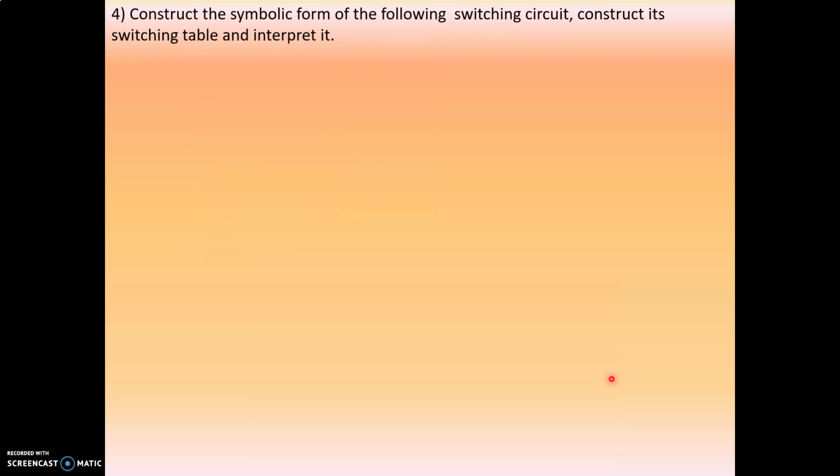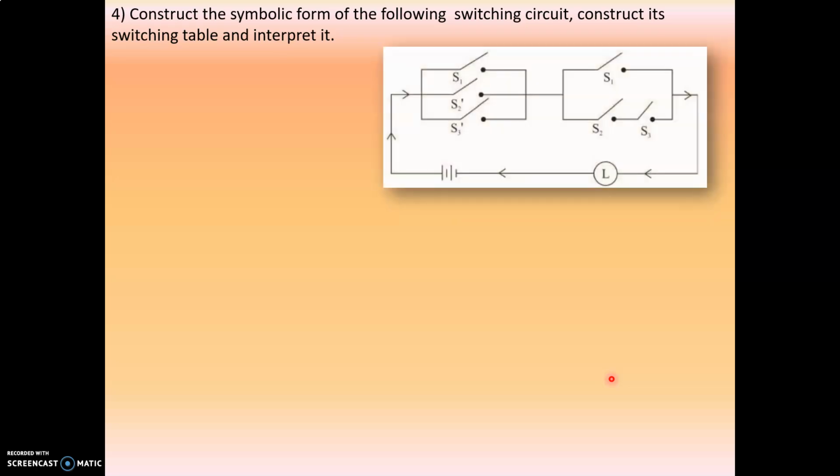Construct the symbolic form of the following switching circuit. Construct its switching table and interpret it. So three parts you have to do in this question. First you have to write the symbolic form of the circuit. Then switching table you have to find. Then interpretation also. The question is here.